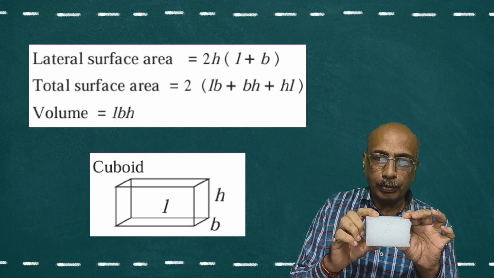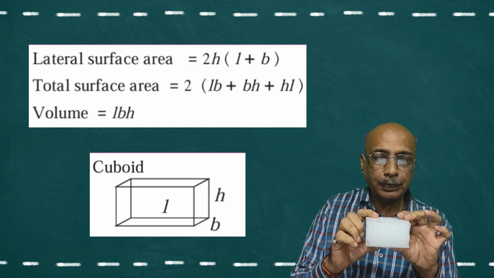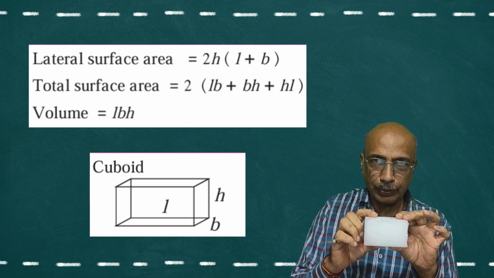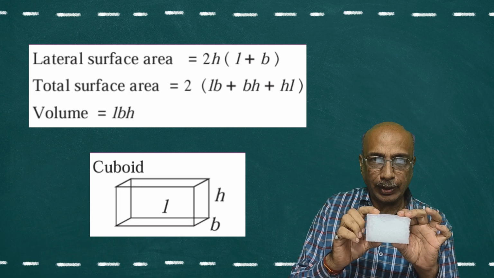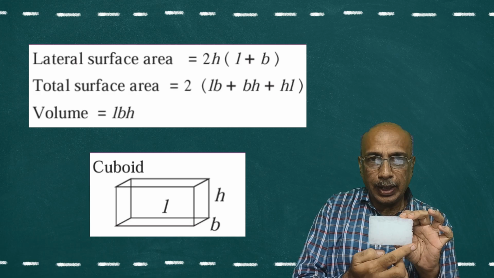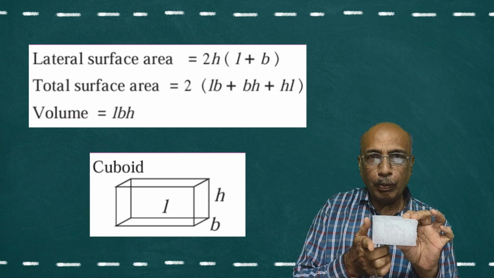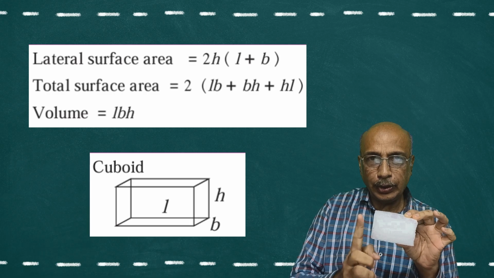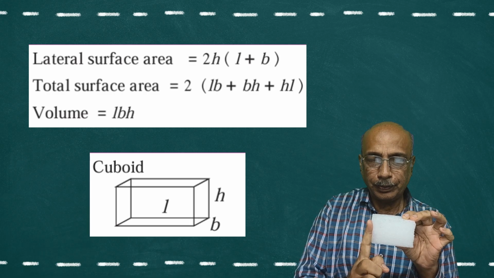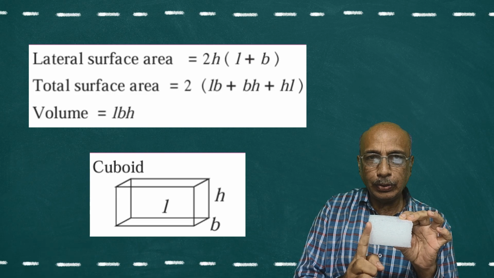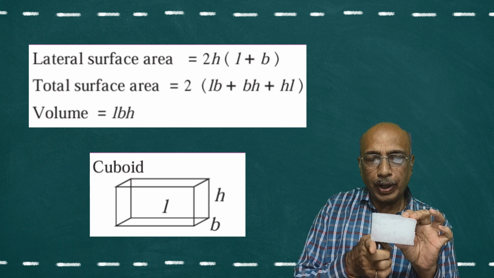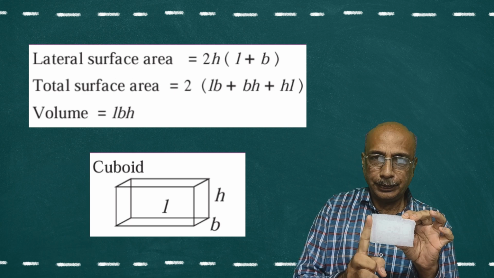Now volume. As I said earlier, three-dimensional figure has volume also. So here the volume of cuboid will be calculated as length into breadth into height. So volume of cuboid will be length into breadth into height.